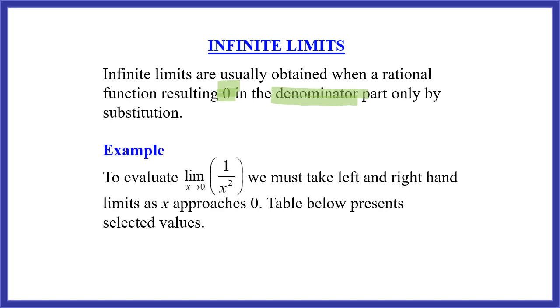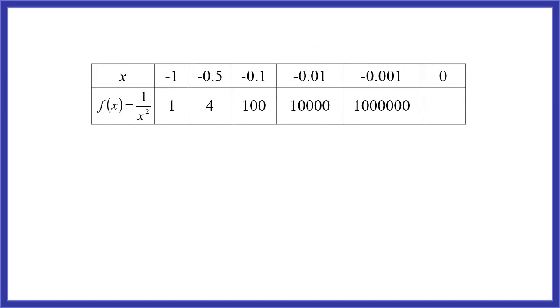For example, to evaluate the limit of 1 over x squared as x approaches 0, we must take the left and right hand limits as x approaches 0. The table below presents selected values. So we take values on the left side of 0, which are negative 1, negative 0.5, and so on, up to negative 0.001, which is approaching 0.